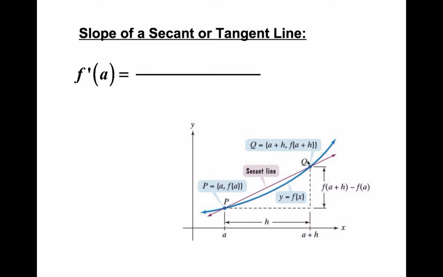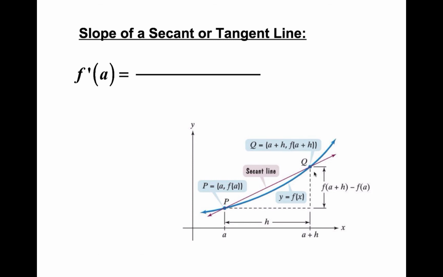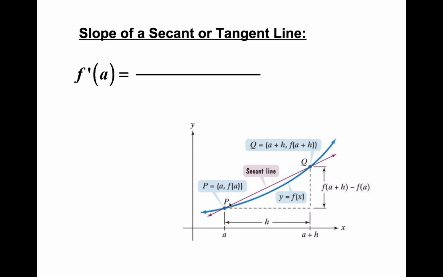Point Q is some distance away from a. So we're going to add in a distance of h. So a plus h. Then point Q has a height of f of a plus h on that function. And our goal is to make h 0 as much as possible, approaching 0, the distance between those 2 points.